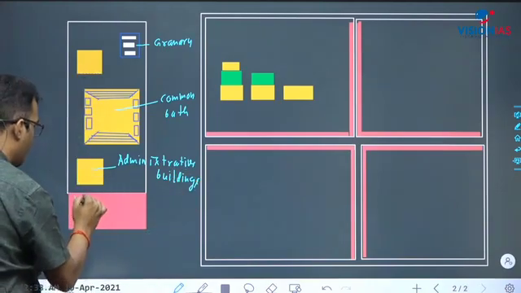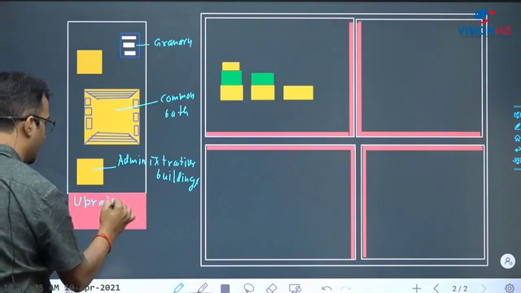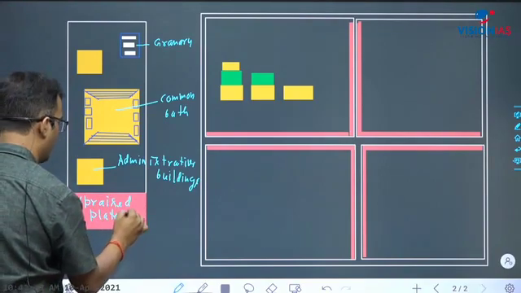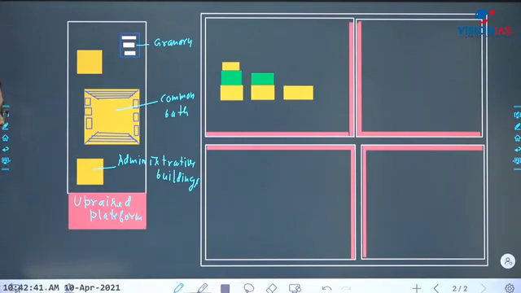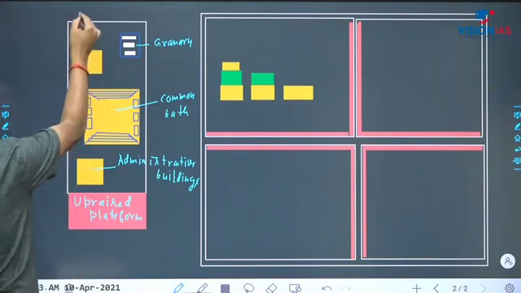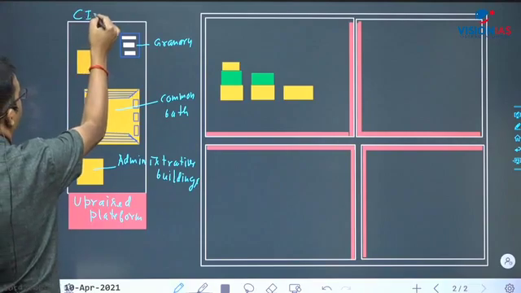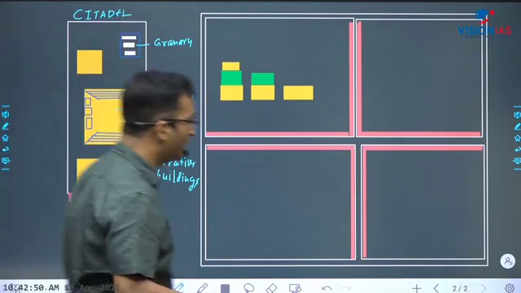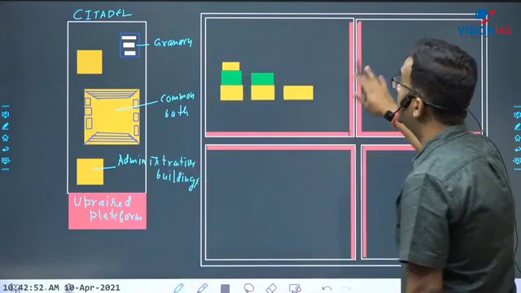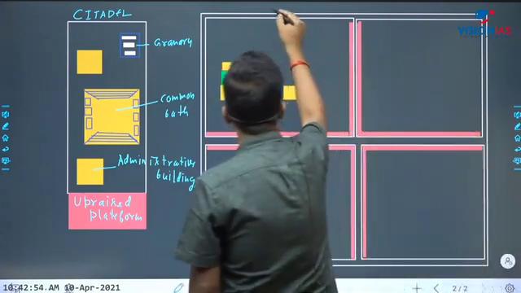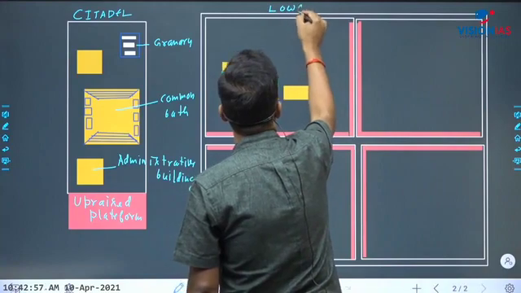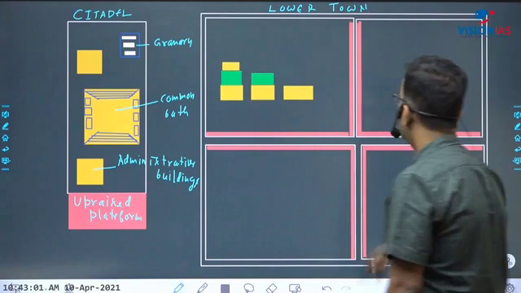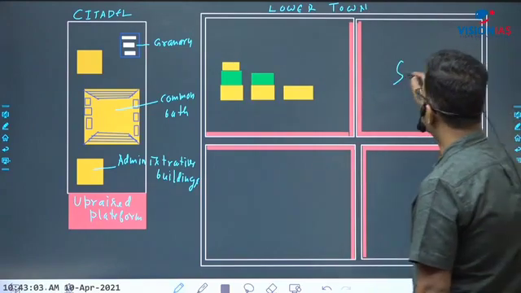This you can mention as upraised platform. Then this overall area is the citadel. Then this overall area is the lower town. These all four are sectors.